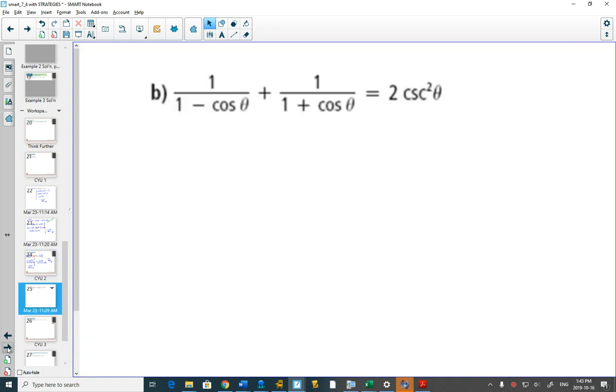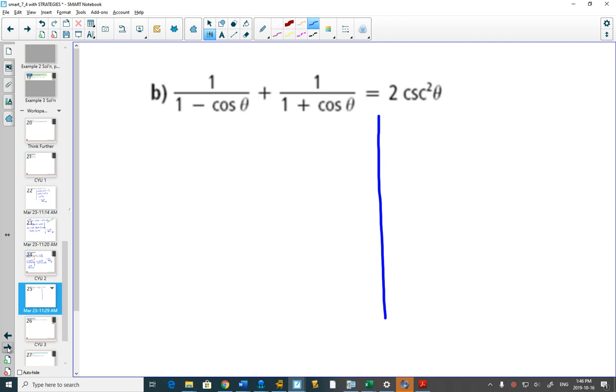Part B. For part B, I'll let you start it again. Okay, some things to discuss with this one. First of all, I see cos on this side, cosecant squared on this side.